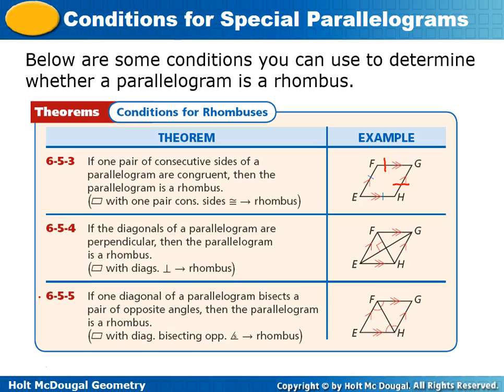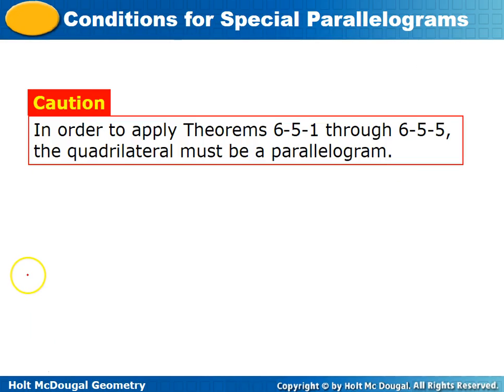So all four sides would be congruent, so that's why it's a rhombus, right? Then the next one says if the diagonals of a parallelogram are perpendicular, then the parallelogram is a rhombus. So here again, if it's a parallelogram and the diagonals are perpendicular, then it's a rhombus. The last one is, again, if it's a parallelogram and the diagonals bisect a pair of opposite angles, then the parallelogram is a rhombus. Okay?